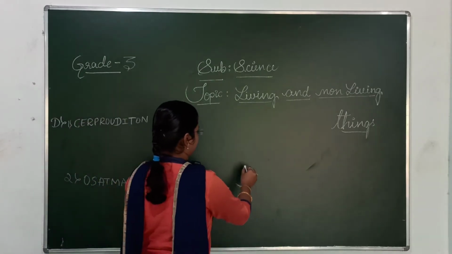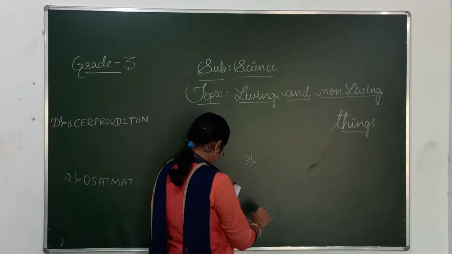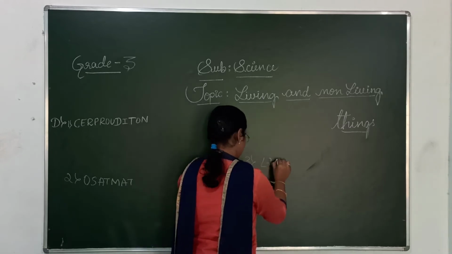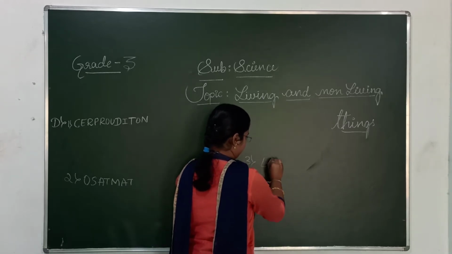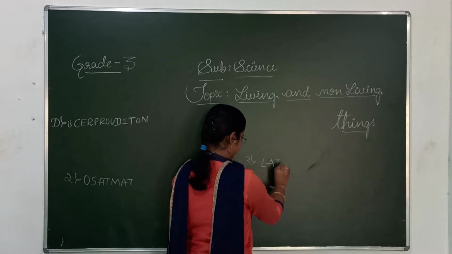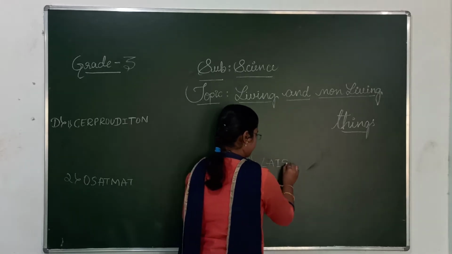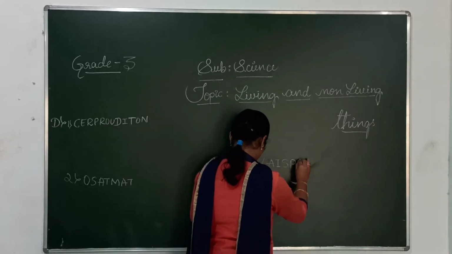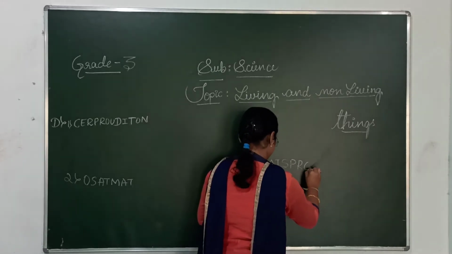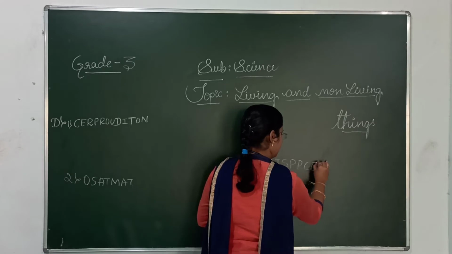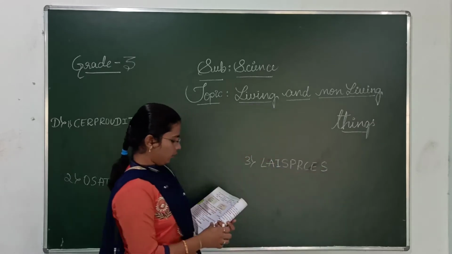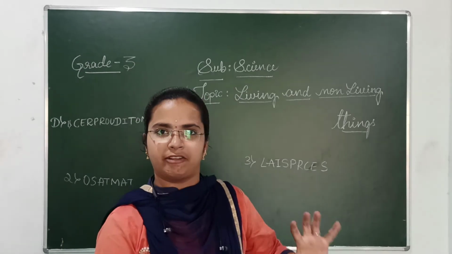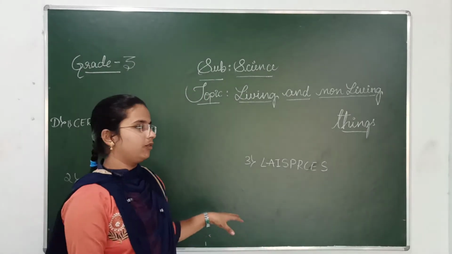The third one and the final one in this main is L A I S P R C E S. Now we shall just unscramble the words which I have written, and later on we can go on explaining them.